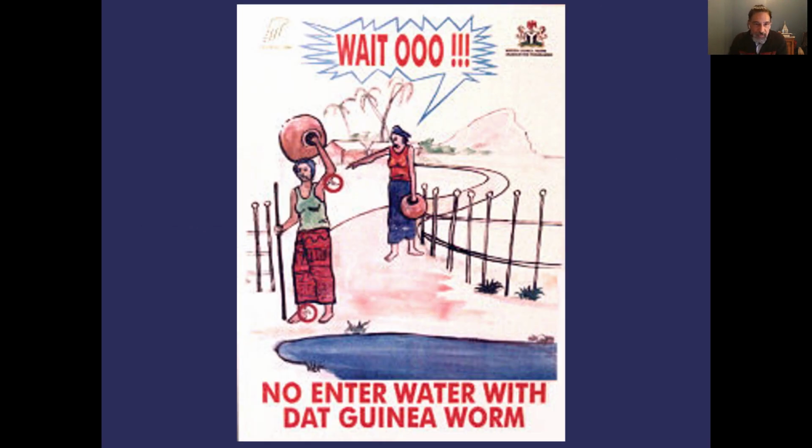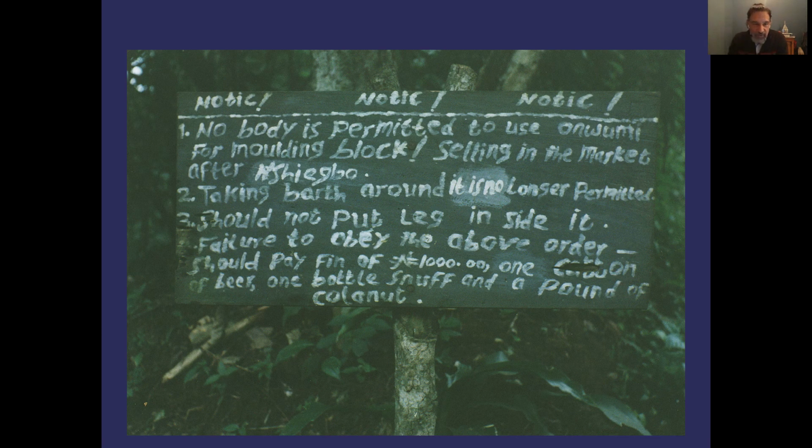Here's an example of some of the health education materials that you would see. Here's an example reminding people not to go into the water if they happen to have Guinea worm, active Guinea worm ulcers, where the worms could release larvae and eggs into the water. Another sign here that I was really impressed with says there's a notice, and nobody's permitted to use the pond for molding block or selling in the market.